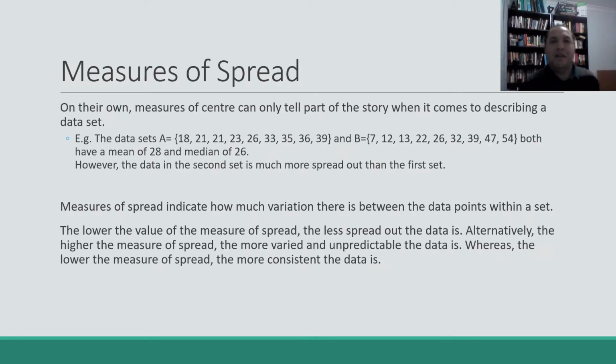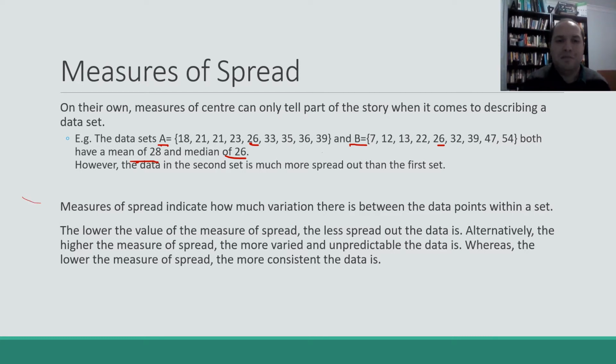Alright, so guys, on their own, measures of center can only tell part of a story when it comes to describing a data set. Looking at these two examples, we've got set A and set B. They have a mean of 28 and a median of 26. But they are very different sets of data. Set A is much more consistent, just going between 18 and 39, but set B varies a lot more, going all the way between 7 and 54.